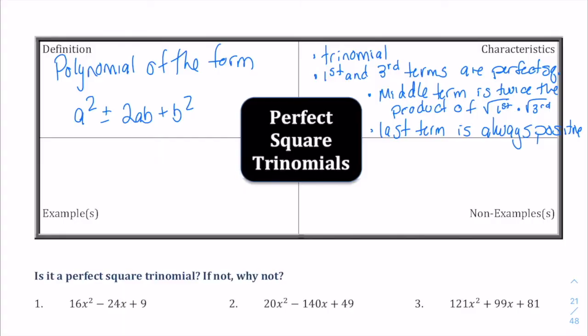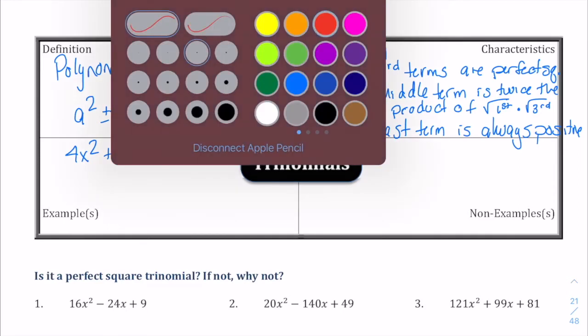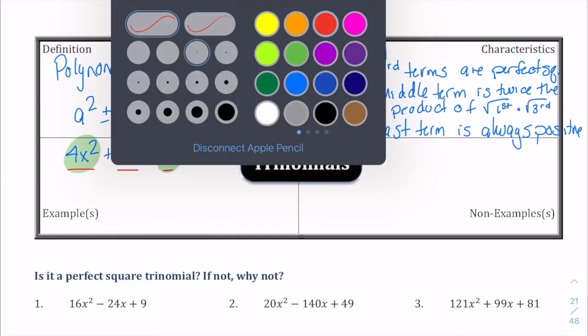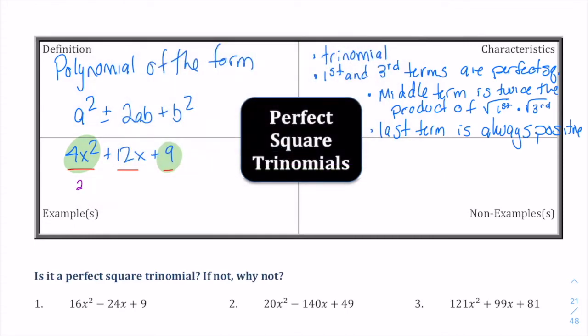Okay, so let's look at some examples and dissect what all those characteristics really mean. So one example would be 4x squared plus 12x plus 9. All right, let's go through them. First, it's a trinomial. Definitely, we've got 1, 2, 3 terms. Great. The first and third terms are perfect squares. So this term is a perfect square. Yeah, the square root of that is 2x. This term is a perfect square. Yeah, the square root of that is 3. Let's make a note of those. Square root here was 2x, and square root here was 3.